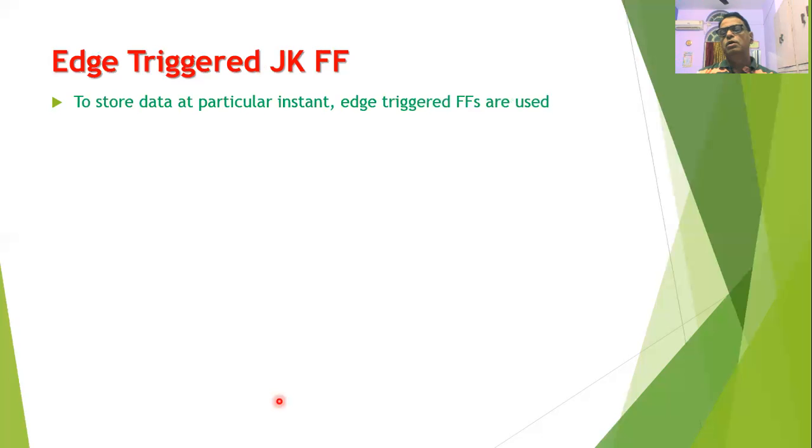The problem with any flip-flop is that if the clock pulse is high for a long duration of time, then it is possible that the input data may get changed over a period of time. And therefore, we are not sure what exactly the data is being stored in the flip-flop. Therefore, it is necessary to modify the circuit of the JK flip-flop so that we can store the data at a particular instant. Such flip-flops are called edge-triggered flip-flops.